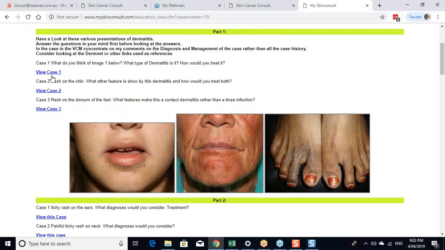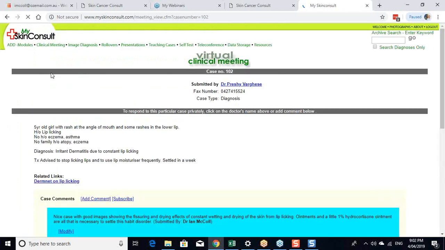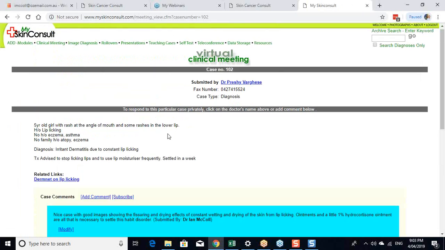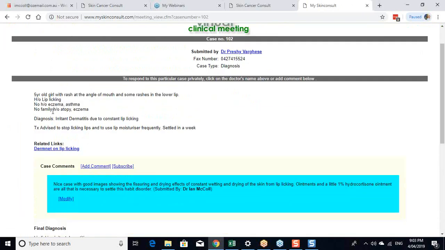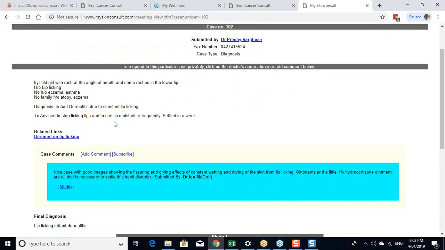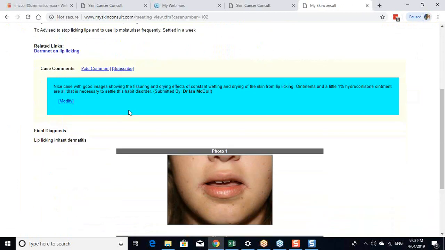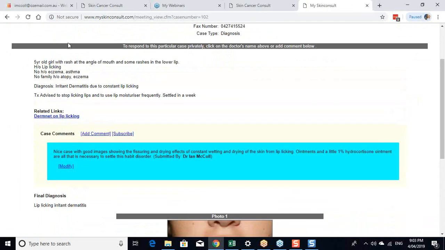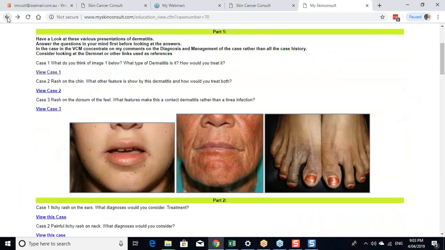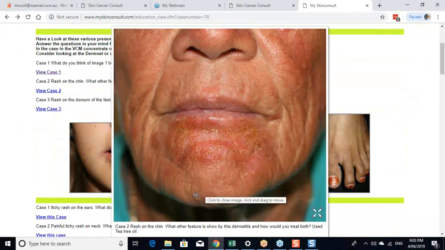So if we have a quick look at that case, this was a 5-year-old girl with a rash at the angle of the mouth and some rashes on the lower lip, and lip licking. There was no history of eczema or asthma. This was the story: the constant licking leads to drying and fissuring, and so that was the diagnosis there. If we look at this particular one, rash on the chin, what other feature is shown by this, and how would you treat both? Have a look at that as well, Nazi.